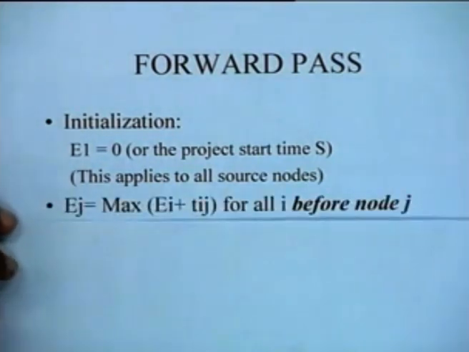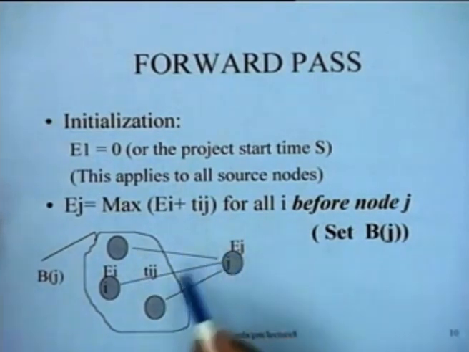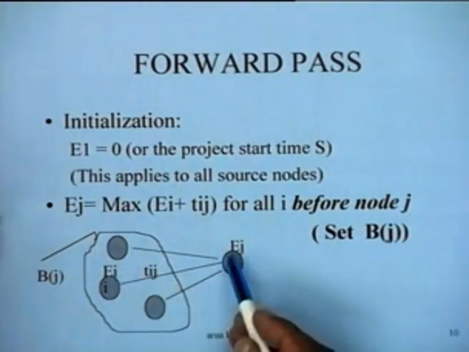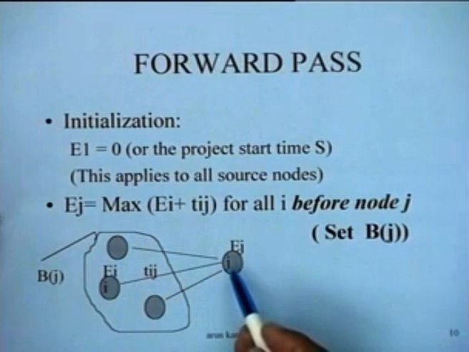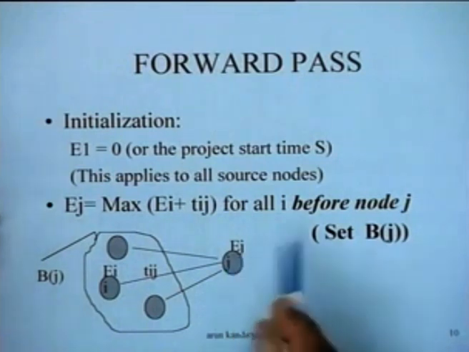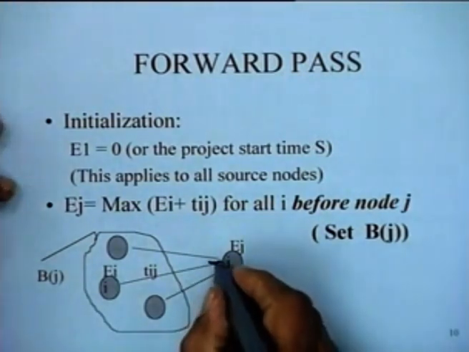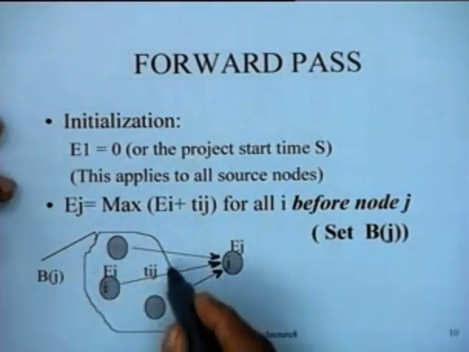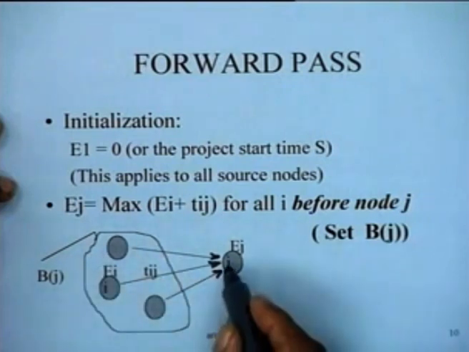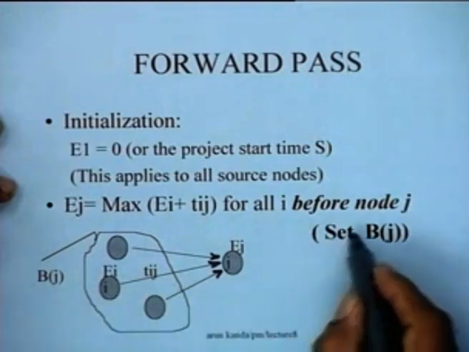And then the basic computation is performed by this particular formula. We are actually interested in determining the earliest occurrence times of all the nodes. So, if this is node I which has an earliest occurrence time of E_I, and if this is node J which has the earliest occurrence time of E_J, then essentially we have all these arcs which culminate in node J. So, this set of nodes are the immediate predecessor nodes of this particular node J. We call this set B_j, or the set of nodes before J.